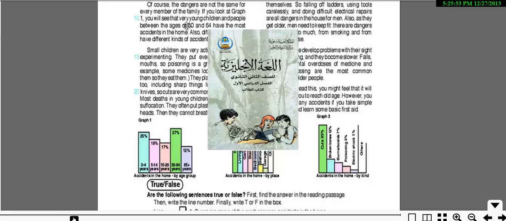Let's move on. Small children are very active and they love experimenting. They put everything into their mouths, so poisoning is a great danger. For example, some machines look like sweets to them, so they eat them. They play with everything too, including sharp things like scissors and knives. So cuts are very common in small children. Most deaths in young children are the result of suffocation. They often put plastic bags over their heads, then they cannot breathe.